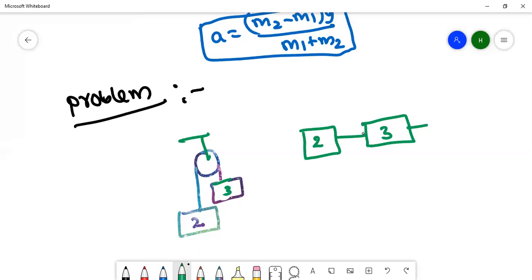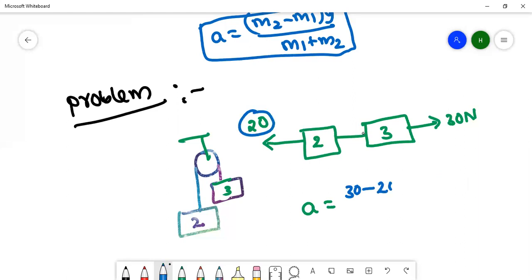So this side 30 Newton force will act, M2G. So 3 into 10, 30. So this side 2 into 10, this will be 20. Then acceleration A is equal to M2G minus M1G divided by the total mass. M2G we got 30, minus M1G we got 20, divided by total mass, 3 plus 2 is 5. So that means acceleration will be 2 meter per second square.